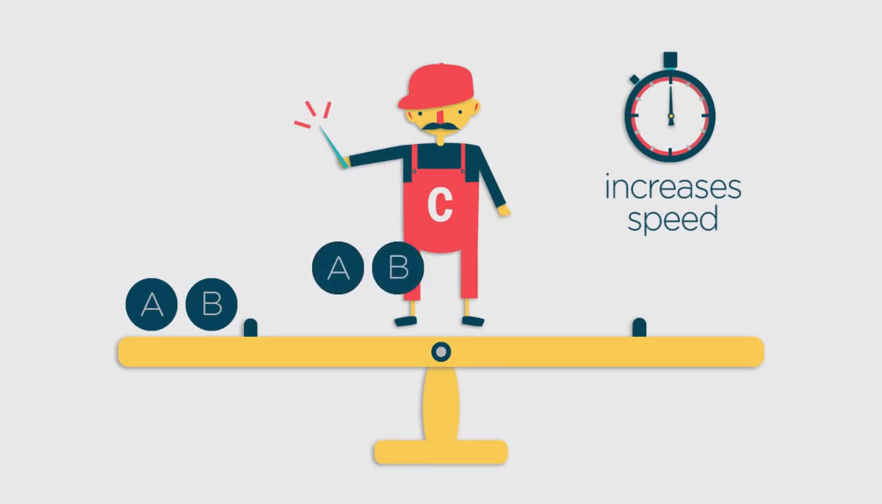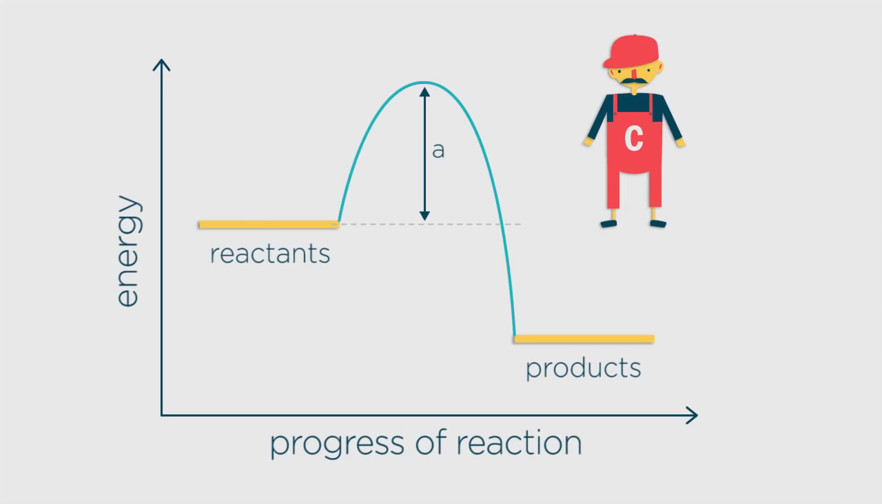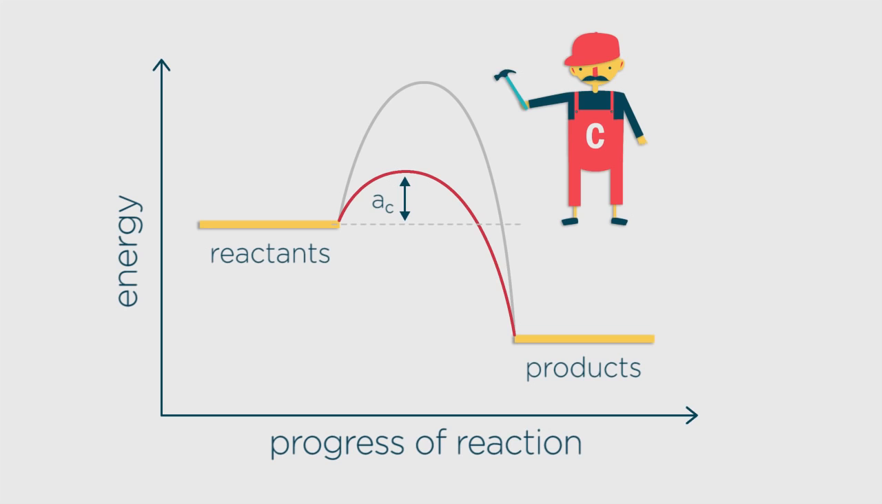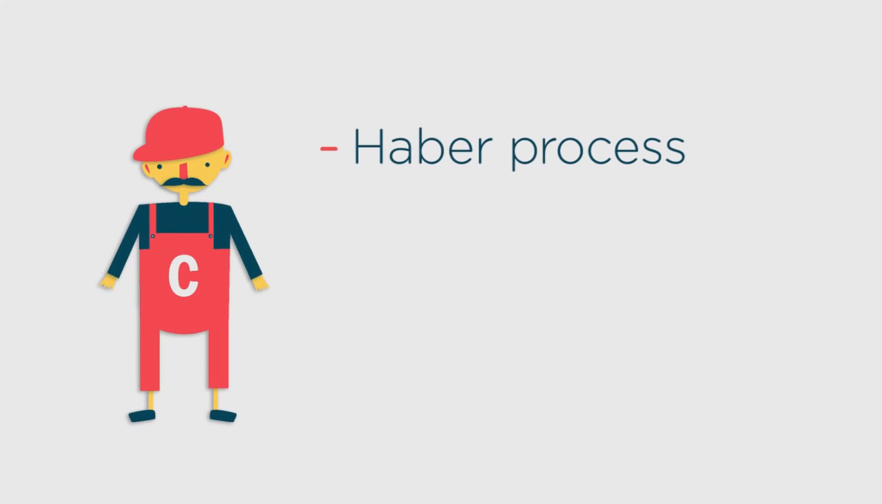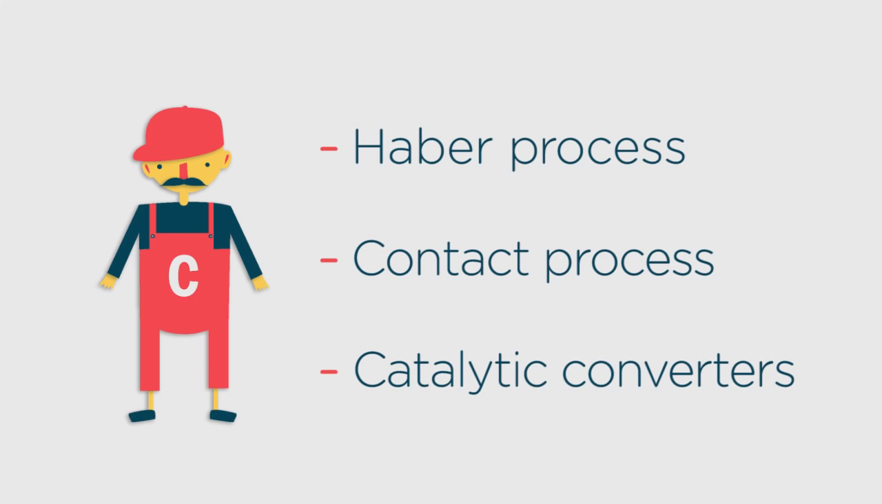So, to recap, catalysts speed up chemical reactions without themselves being used up. They work by lowering the activation energy and are used in the Haber process, the contact process, and in catalytic converters.